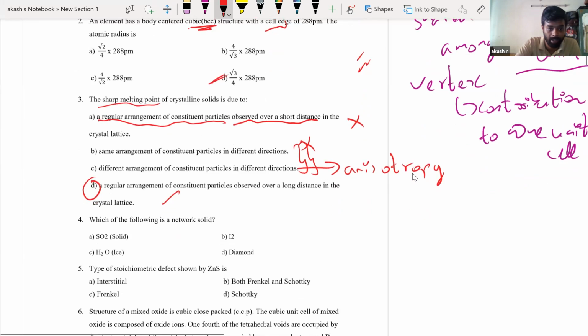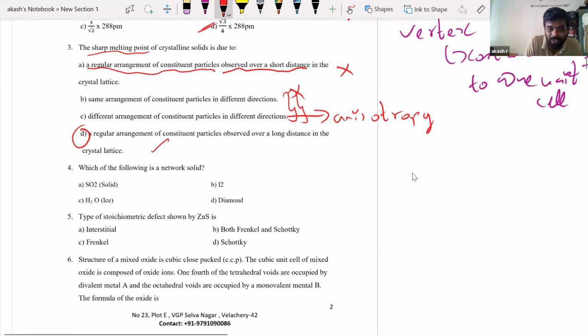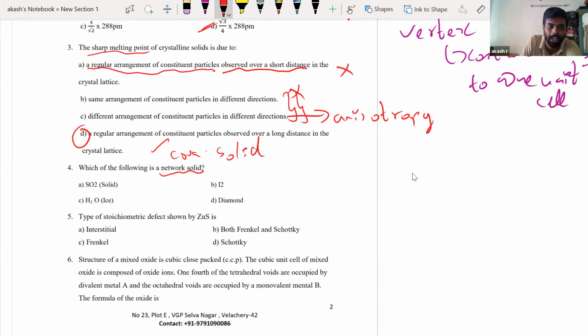Okay. Fine. Next question. Which of the following is a network solid? What is a network solid? Covalent solid, sir. Okay, it is a covalent solid. All you have to understand is network solid means covalent solid. Now, SO2 is going to be only a single monomer. H2O is not covalently attached. See, understand that H2O is again only this one.